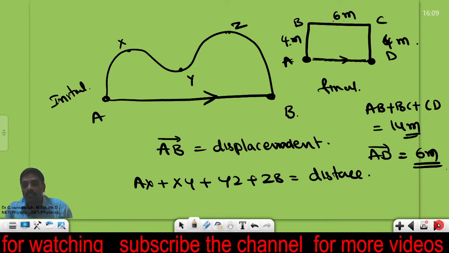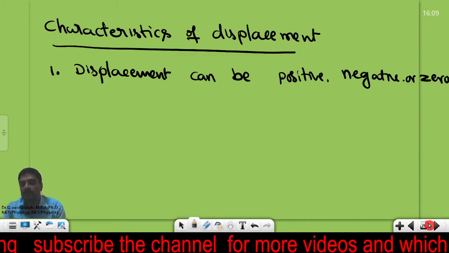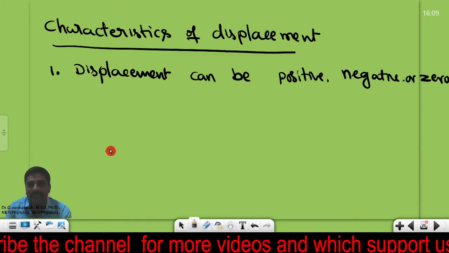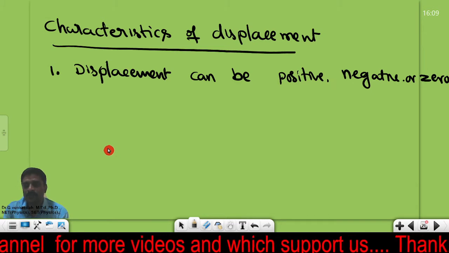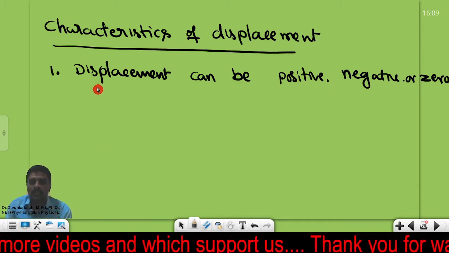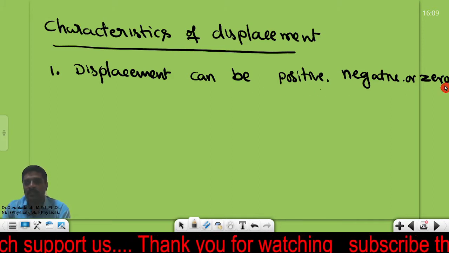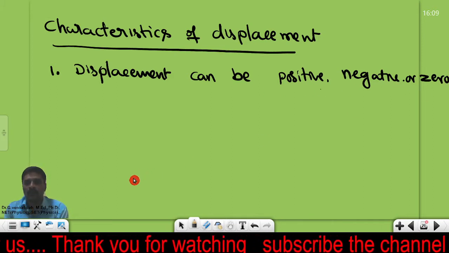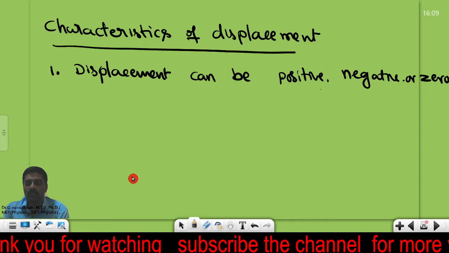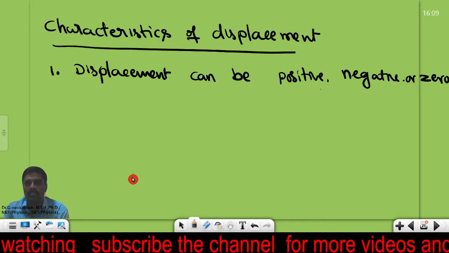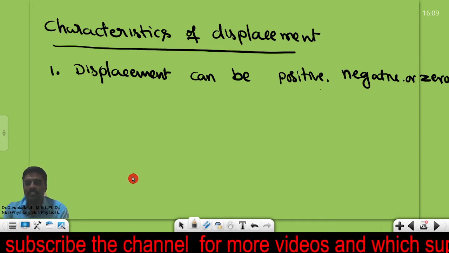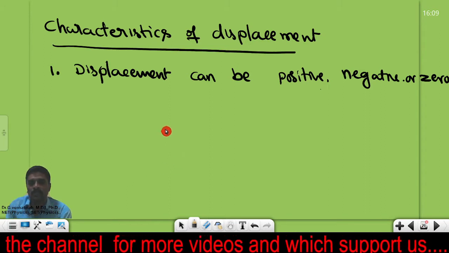Some properties are there in the displacement, those are the characteristics of displacement. So the first characteristic is nothing but displacement can be positive, negative or zero. Depending upon the motion of the object from the origin, we can specify what is the value of the displacement.